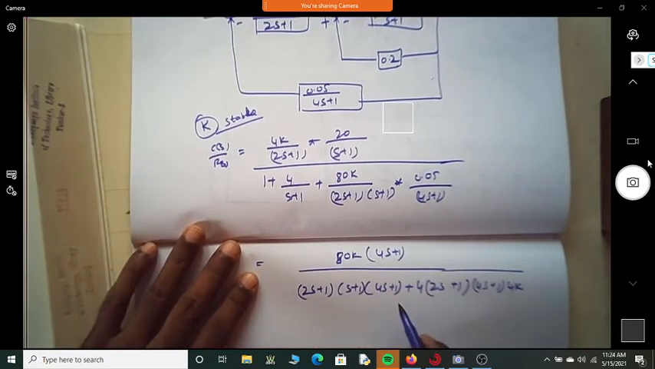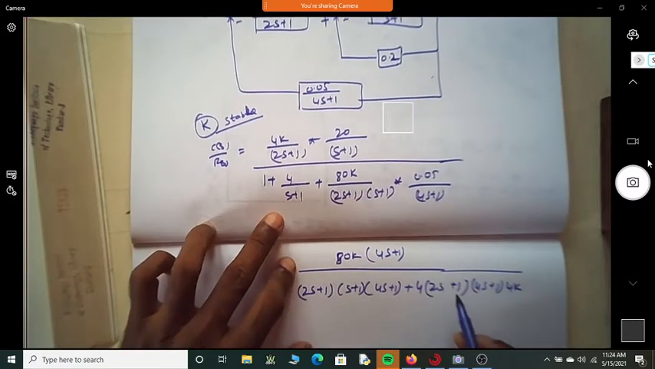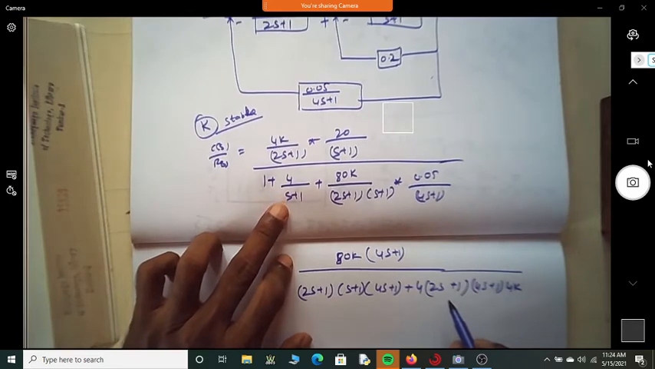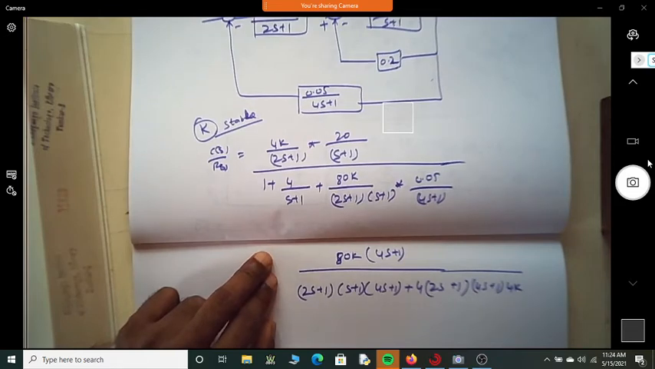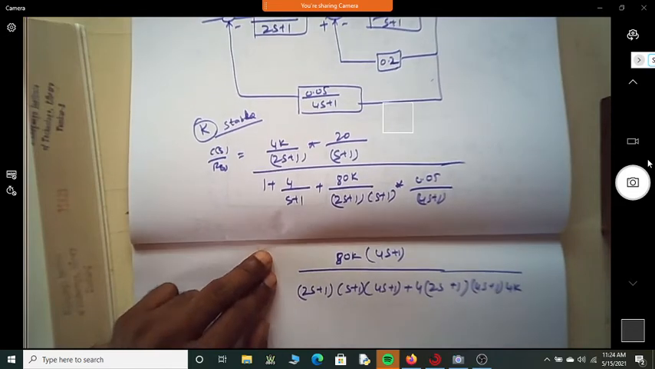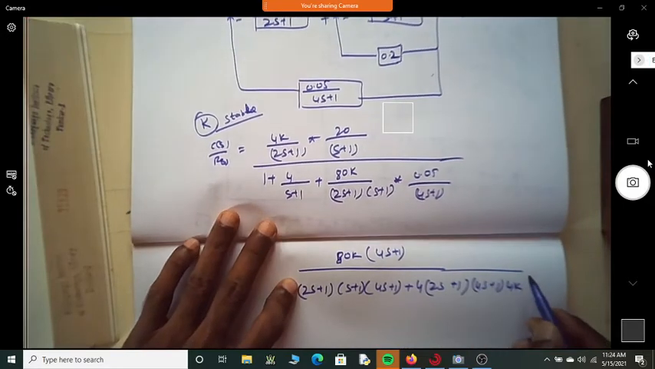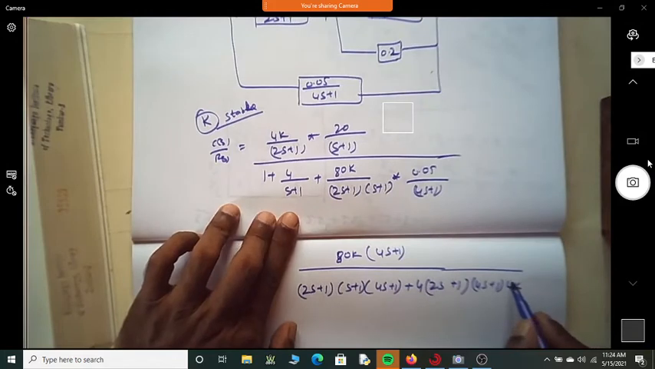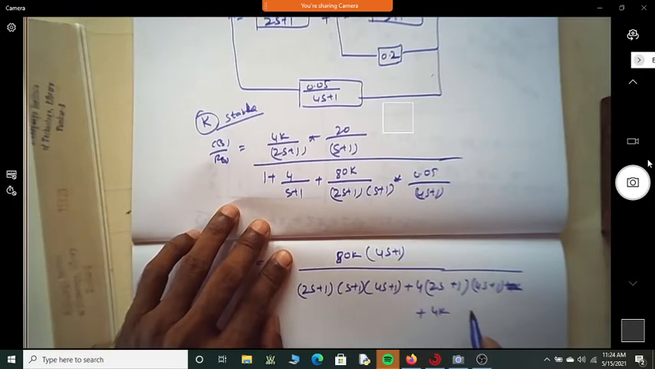This is actually okay. Plus, wait. Where s plus 1 whole square? 2s plus 1 it is, wait, plus, am I correct?